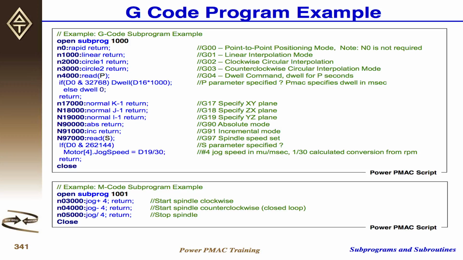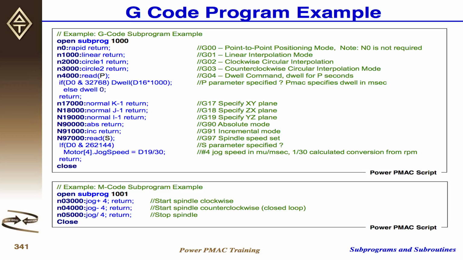So this is a typical subroutine 1000. And the M codes are the same as this one, except you write them into the 1001, right? Open subprogram 1001 and start spindle clockwise. That is M03. So M03, you're going to go to the line number 3000 and jog in positive. Return. That's spindle in clockwise start.